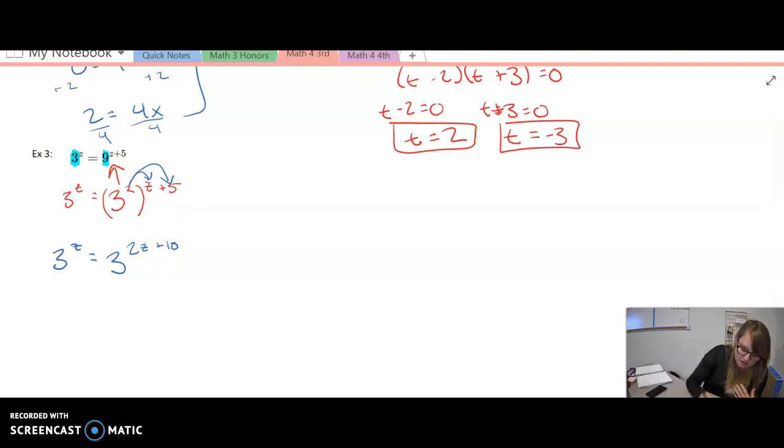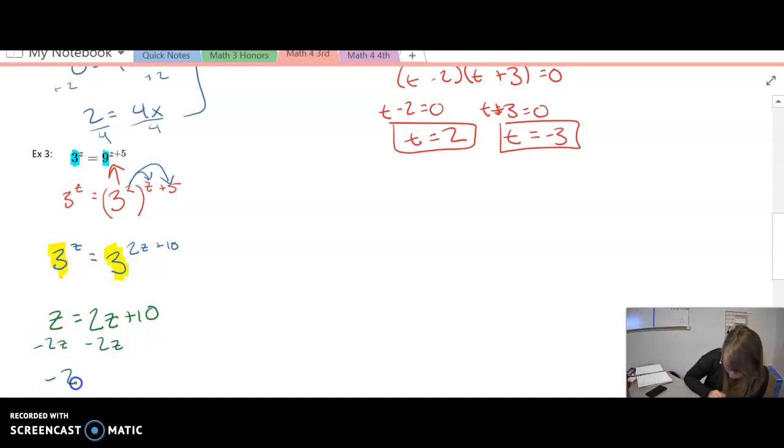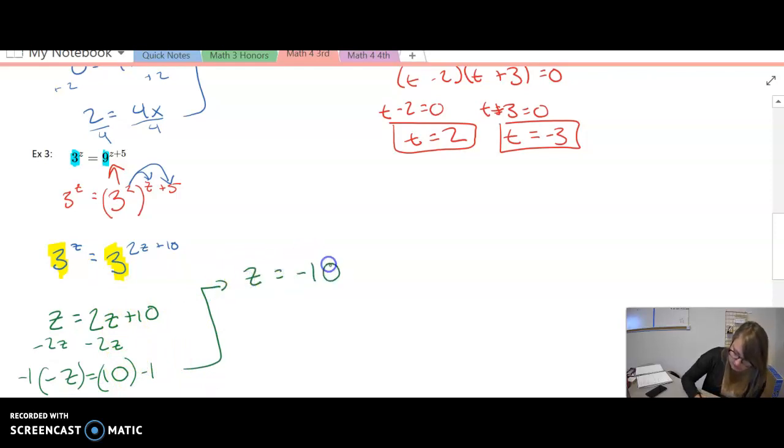And then from here, our bases are the same, so we can say z equals 2z plus 10, and then we can solve for z. So I'm going to put my z's on one side, so I'm going to subtract 2z. And we have negative z equals 10, and then get rid of that negative 1 by multiplying by negative 1. And then I get z equals negative 10.